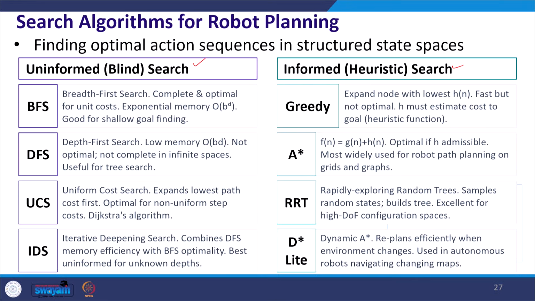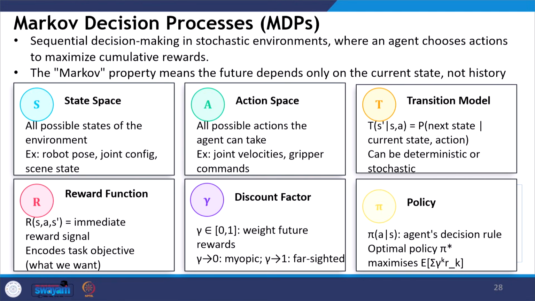So, in uninformed or blind search, we could have the say breadth first search, we could have the depth first search, uniform cost search, or iterative deepening search. Okay. Then in the heuristic search, we could have the greedy, A star, RRT, and D star light. Again, I am going to talk about these methods in our subsequent lectures.